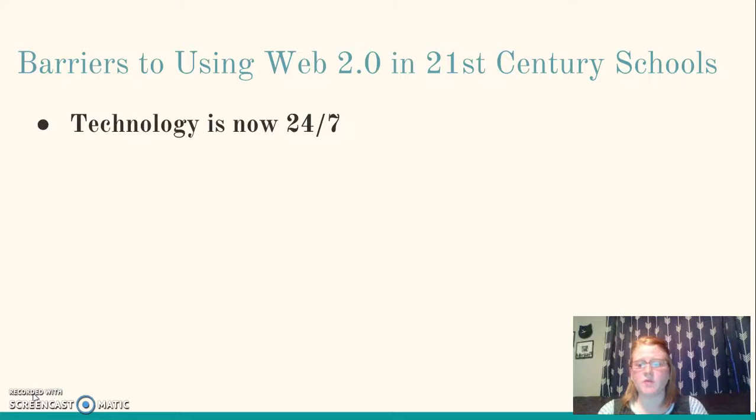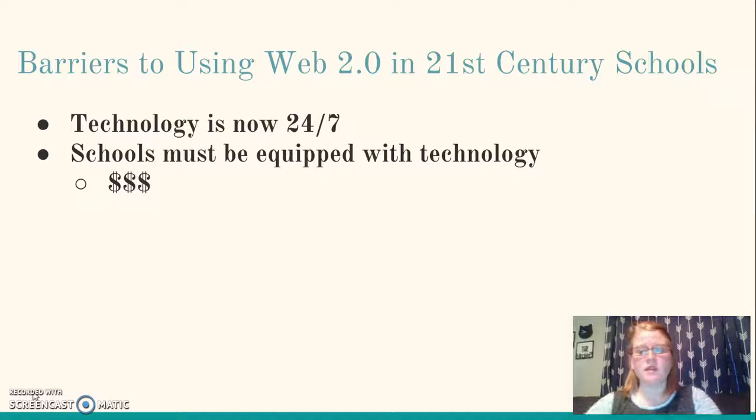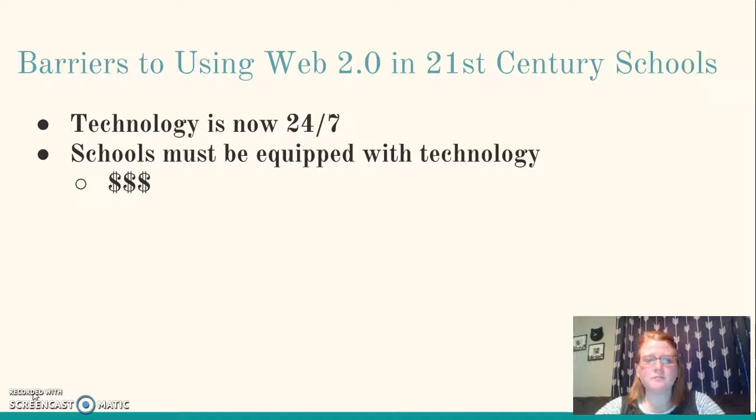Technology is now 24/7. It's kind of hard to get away from nowadays. It's everywhere. Schools, therefore, need to be equipped with technology. With that comes the barrier of money. Not every district can afford to provide students with technology. iPads cost money, Chromebooks cost money, Promethean boards cost money, and when that stuff breaks, it costs more money.